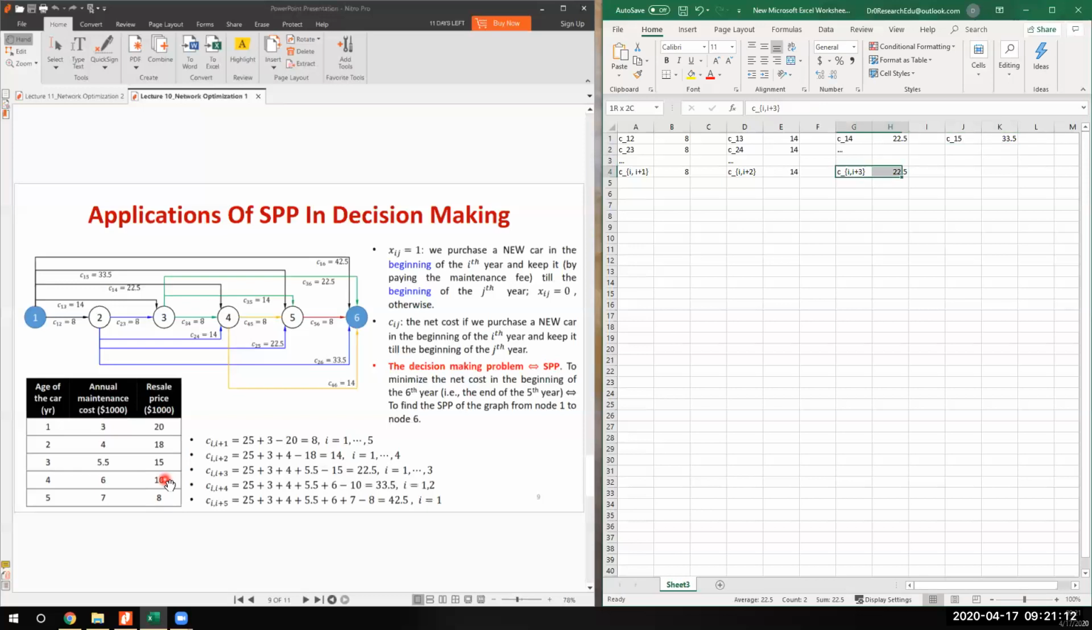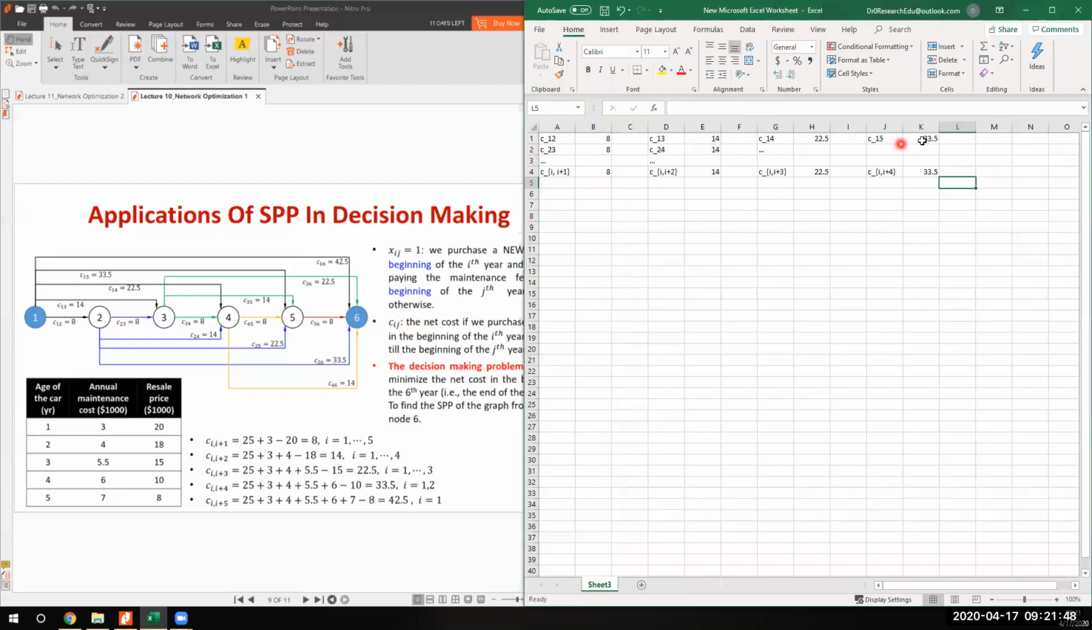And similarly, you purchase any car from the beginning of the ith year and sell it at the beginning of the i plus fourth year. Similar, right? You're going to pay so much: 25 plus 3 plus 4 plus 5.5 plus 6 minus 10 equal to 35.5. It's 33.5. Okay, and then the last column, make it a bit bigger.